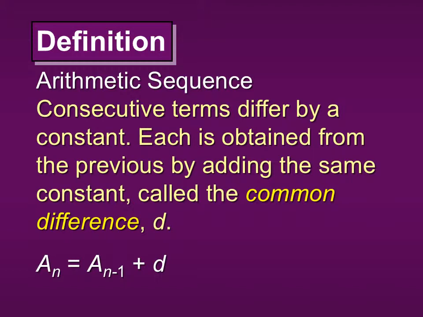All right, there are different types of sequences that we want to learn. The first one is an arithmetic sequence, okay? And that is where you get your consecutive terms by adding a constant, right? That constant is actually what we call d. So the general equation for an arithmetic sequence is a sub n equals a sub n minus 1 plus d, where d is that common difference, right?